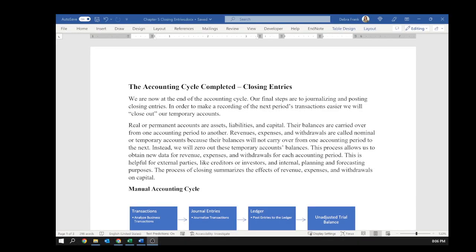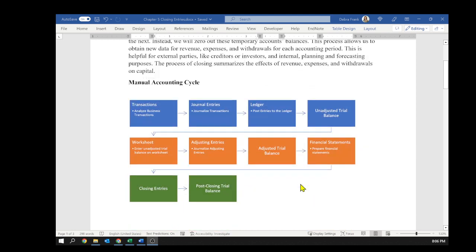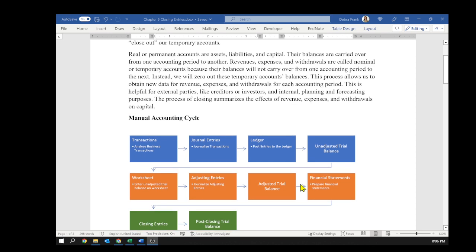So here we are, the final step of the accounting cycle. We're going to do our closing entries. At this final step, we're just going to close out some accounts, and these accounts are called our temporary accounts. So we have real or permanent accounts, and those are assets, liabilities, and capital, and those accounts will carry over from one accounting period to another.